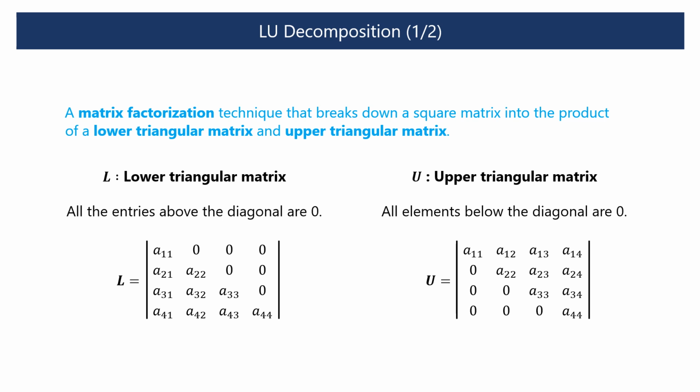Essentially, LU decomposition enables us to break down a square matrix into two simpler matrices. In the context of LU decomposition, L represents the lower triangular matrix, and U represents the upper triangular matrix. The lower triangular matrix, L, is a matrix where all the entries above the diagonal are 0. The upper triangular matrix, U, has all elements below the diagonal equal to 0.